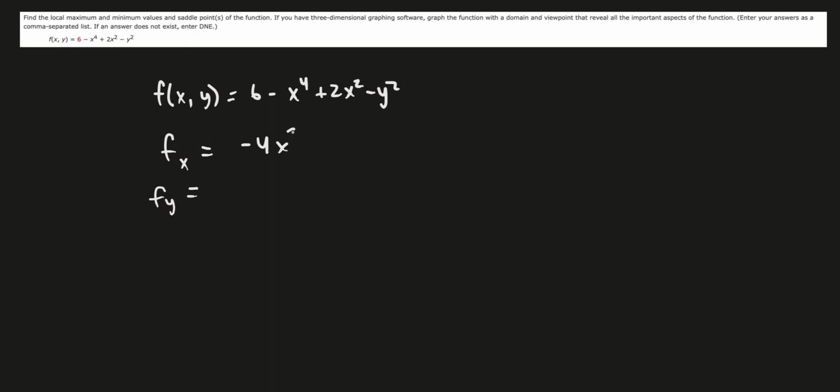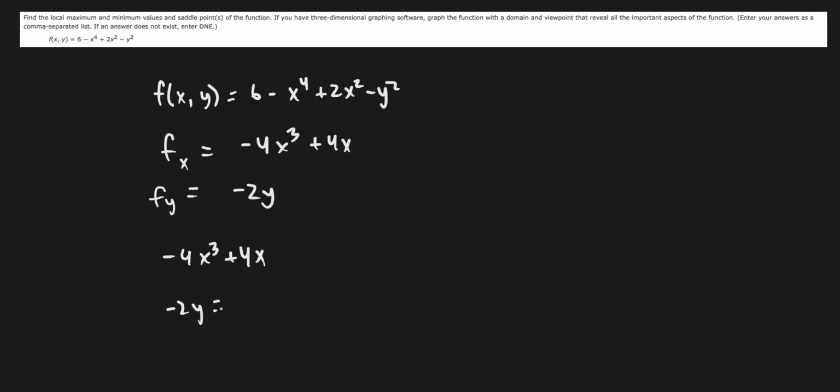Let's find the local maximum and minimum values and saddle points of our function. So we have our function f of x y is 6 minus x to the 4th plus 2x squared minus y squared. Let's find partial derivatives. This is going to be negative 4x to the 3rd plus 4x, and this is going to be negative 2y.